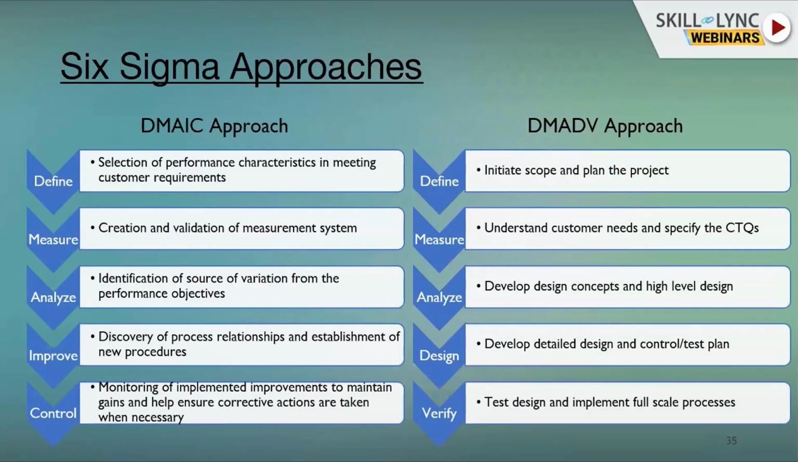Now there are two approaches, the DMAIC approach and the DMADV approach. The DMAIC approach, which we discuss, is define, measure, analyze, improve, and control. It is used for existing processes. The process is already there. We have to improve it. For that, we use DMAIC.